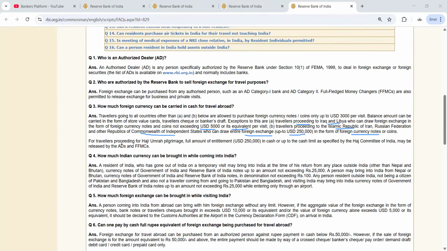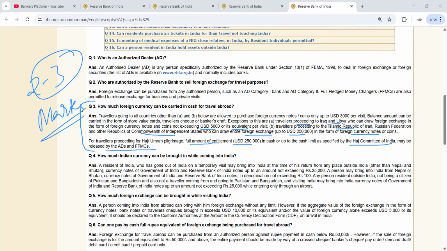Okay. So for travelers proceeding for Hajj or Umrah pilgrimage, the full amount of entitlement, that is $250,000 in cash or up to the cash limit as specified by the Hajj Committee of India, may be released by an authorized dealer and full-fledged money changer. So all these points you have to remember. This is very important. Whatever we are doing is very important and it will definitely give you 2 to 3 marks in the exam if you remember all these points properly. And we have already seen that 2 to 3 mark questions are asked in previous exams.